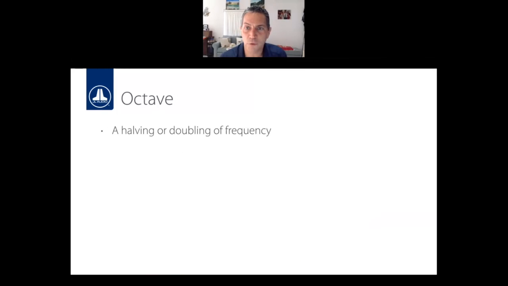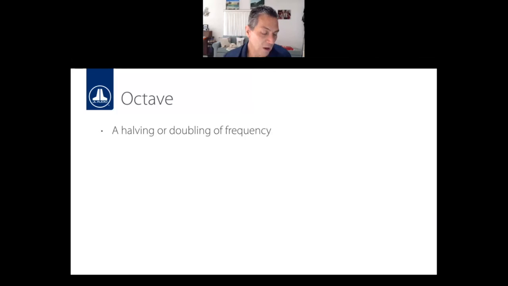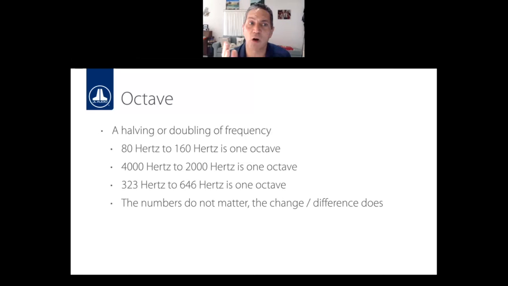Very closely related to frequency is the term called octave, which is basically a halving or doubling of frequencies. And these could be any numbers. The numbers are really irrelevant. It could be 80 hertz to 160 hertz. That's an octave. 4,000 down to 2,000 is an octave. 323 to 646 is an octave. The numbers don't matter. It's the difference or the interval between them. A halving or doubling of frequencies is what's known as an octave.